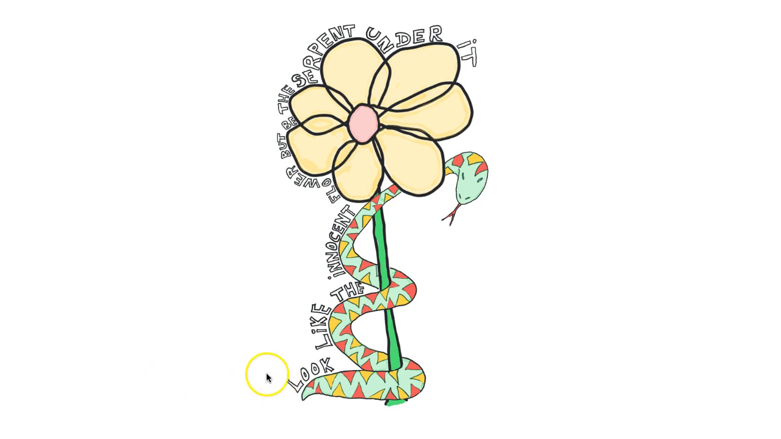I've started experimenting with making quotations memorable by attaching them to a picture. So here we have "look like the innocent flower, but be the serpent under it." Depending on the edition, you might get an apostrophe T there, depending on the Shakespeare you're looking at.